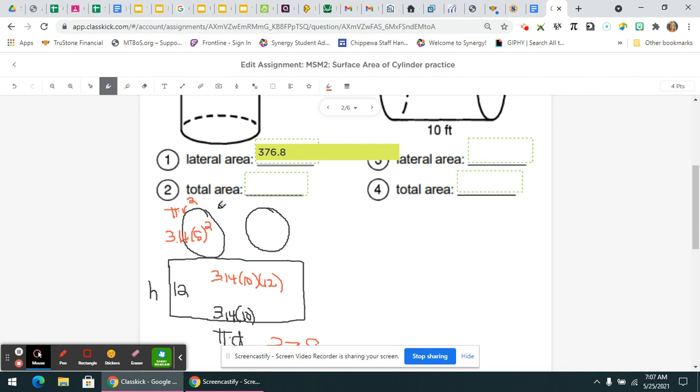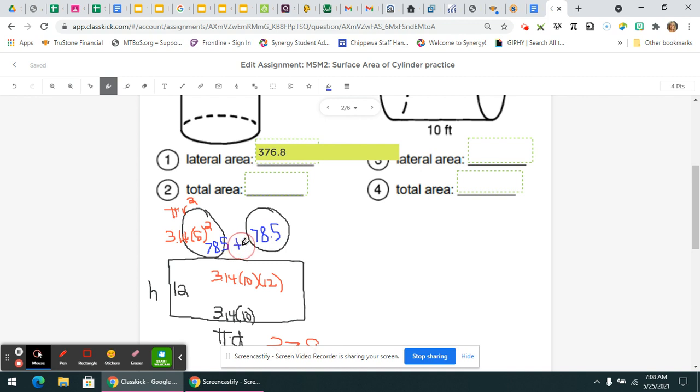So I'm going to go ahead and calculate that. Remember, we've got to do our exponents first. So 5 squared is going to be 5 times 5, which is 25, times 3.14 equals 78.5. So here I've got 78.5. Now remember, that's 1 circle. I still have the other circle, which is identical, 78.5.